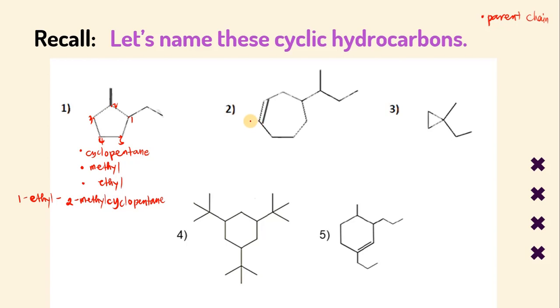So for this one, we start here because multiple bonds are superior to the substituents. So whenever you see a multiple bond, you write the number 1 first here, and the 2 here, 3, 4, 5, 6, 7. So this is actually a cycloheptane.